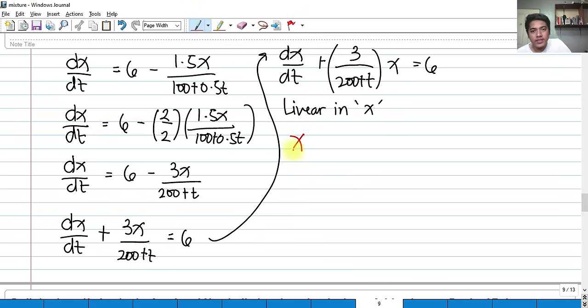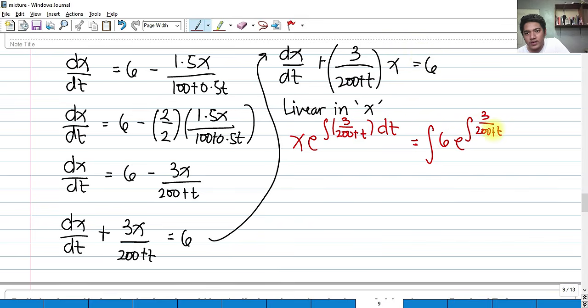So we have x times e raised to the integral of p, which is 3 over 200 plus t, with respect to dt, our independent variable t, equal to the integral of q, which is 6, times e raised to the integral of 3 over 200 plus t, the same term here, dt. This is also evaluated with respect to t.